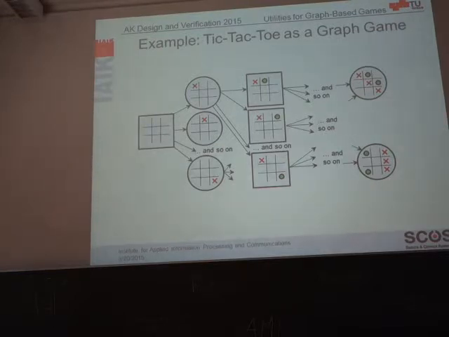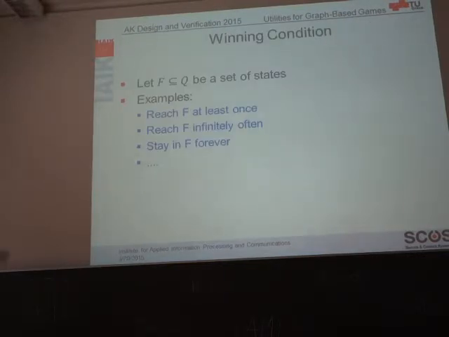But there is actually an easy way to fix this. We can just add self-loops. This way we can go on forever, but nothing changes anymore. So going from a finite to an infinite game is always easily possible. So this was how we can model tic-tac-toe as a graph game.